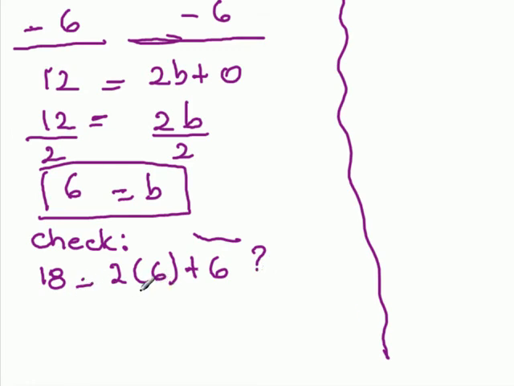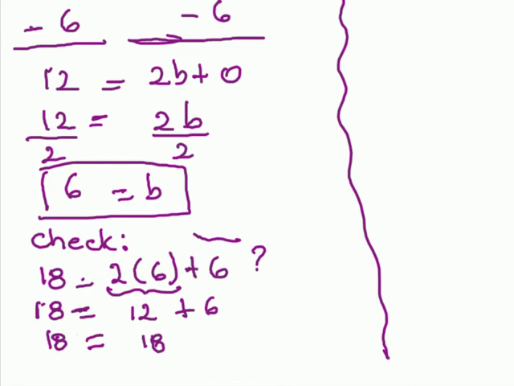Following the order of operations, we start with multiplication on the right side of the equation. So we multiply 2 times 6, that's 12, and then add 6. Is that going to equal 18? 12 plus 6 is indeed 18, so we now know that we have the correct answer.